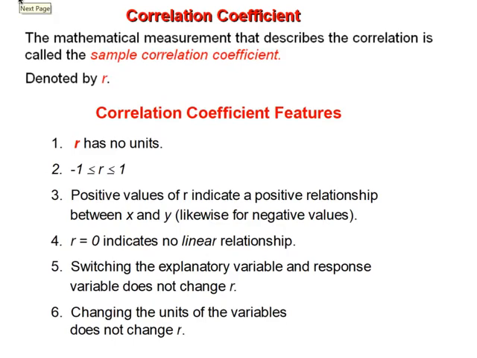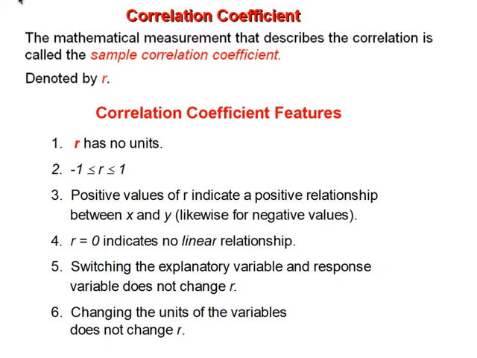And to actually figure out a good, solid numerical representation of that correlation, we've got what's called the correlation coefficient. The mathematical measurement that determines the correlation is called the sample correlation coefficient. It's denoted by a lowercase r. This is not r as in so many successes in the binomial theorem. This is r in terms of linear correlation and the correlation coefficient.